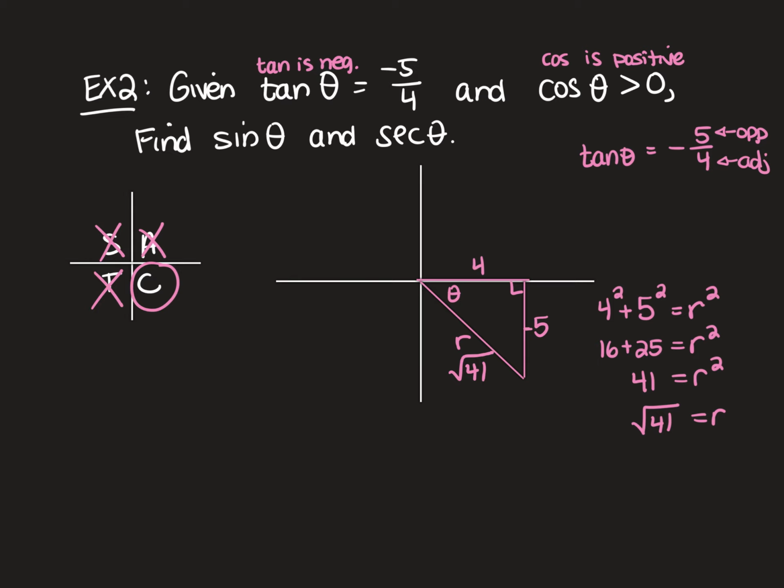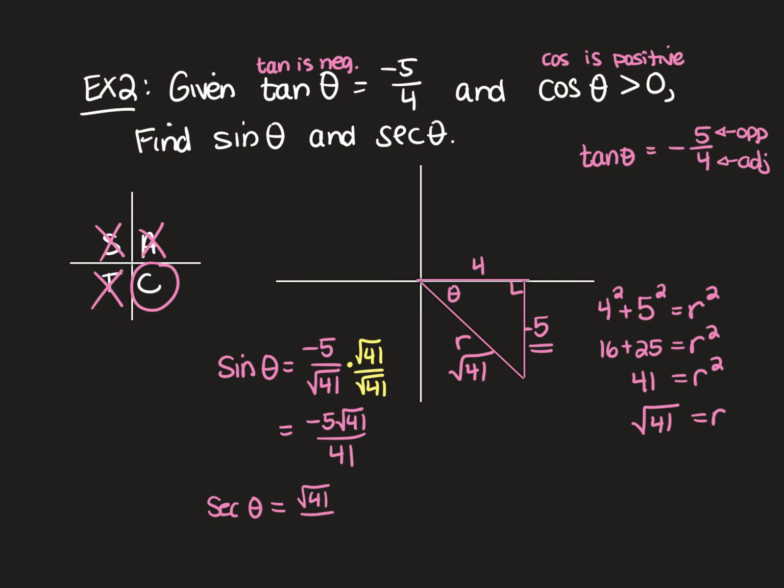But now we have all the information we need to find our trig functions. So sine will be the opposite side, which is -5, over the hypotenuse, which is the square root of 41. And I hope by now you know you need to rationalize that. And that's going to give us a sine value of -5 square root of 41 over 41. Okay, let's find secant. So secant is the hypotenuse, which is the square root of 41, over the adjacent side because it's the reciprocal of cosine. And we don't need to do any simplifying there because we don't have a square root symbol in the denominator.